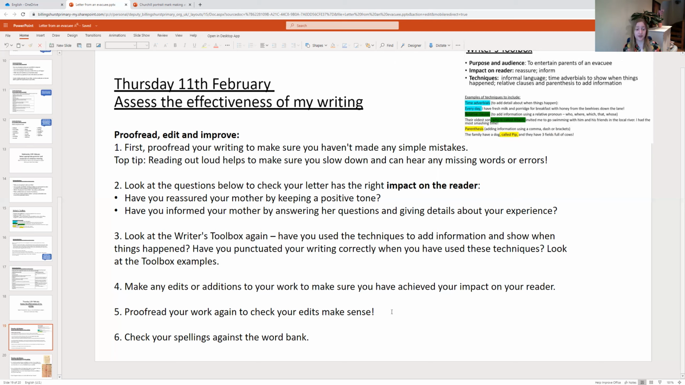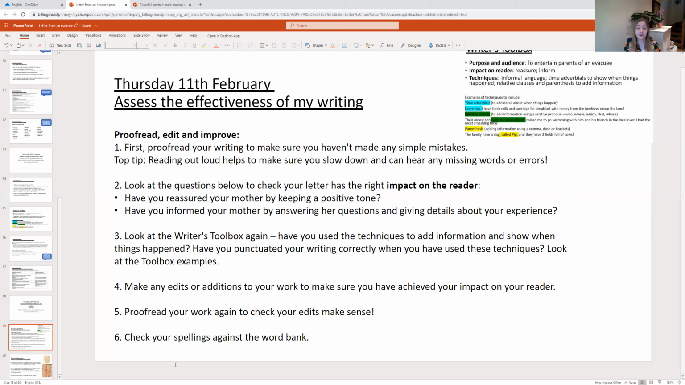After you've done these three things, I want you to make any edits or additions that you've noticed that you need to add to your work to achieve that impact on your reader. And after that, again, I want you to proofread again, because sometimes when we make these edits and we add in this extra detail, we will add that in quickly and we'll make a mistake or we miss out some punctuation. So again, do a proofread aloud to yourself or somebody if you're working with somebody to check it all makes sense. And then after that, final check of your spellings.